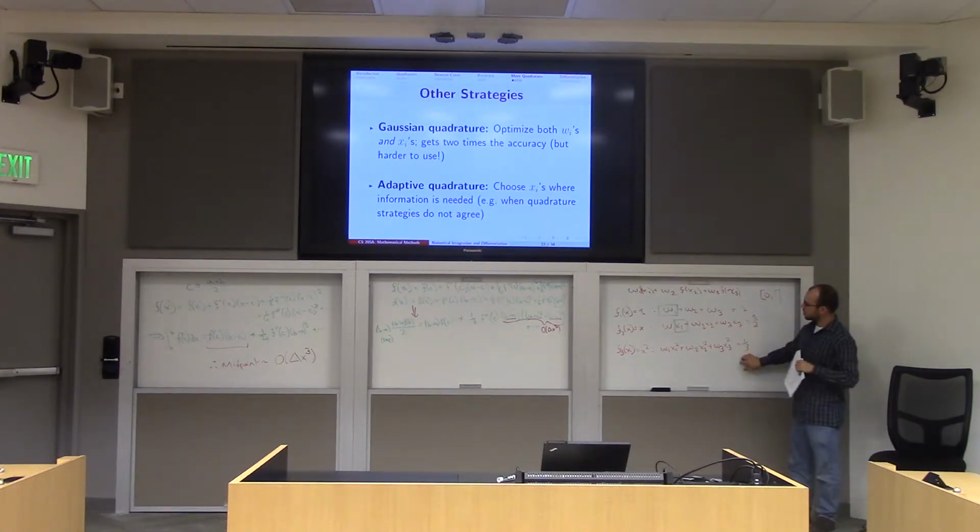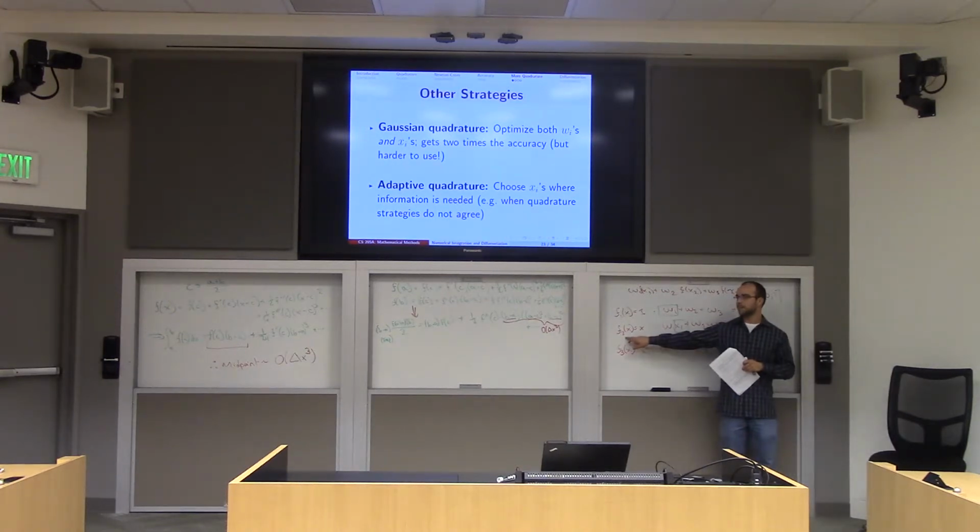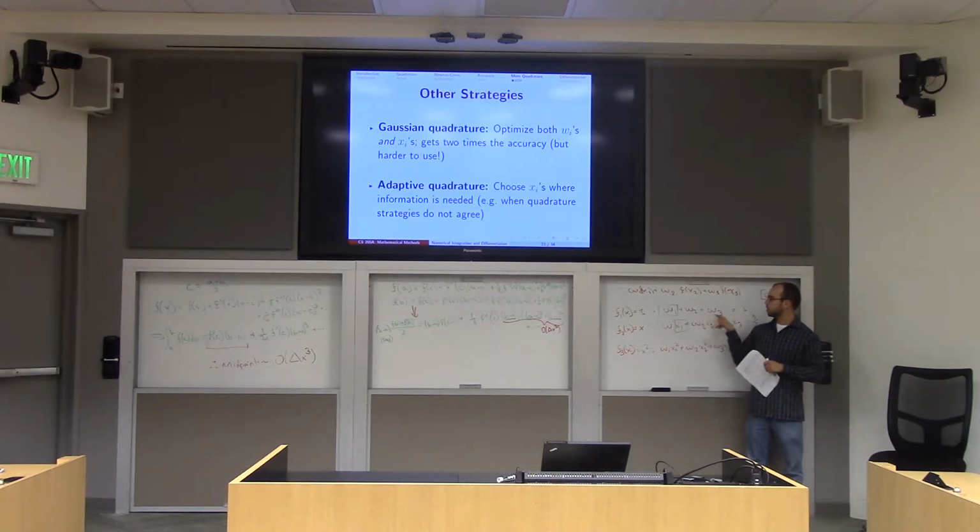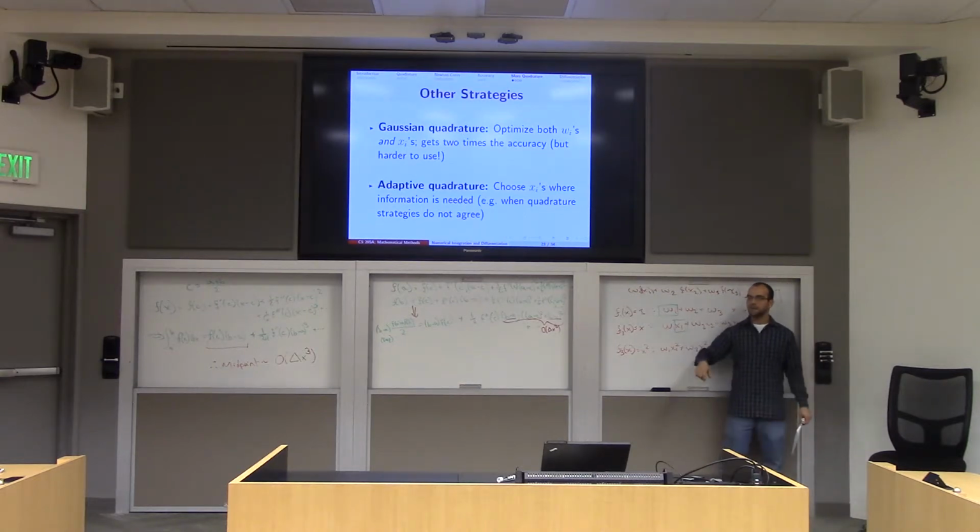And so in Gaussian quadrature, how many f_i's do I need? Well, now I have 6 unknowns: w1, w2, w3, and x1, x2, and x3. So in fact, I can make this thing work for polynomials up to degree 5. But there are 2 catches.